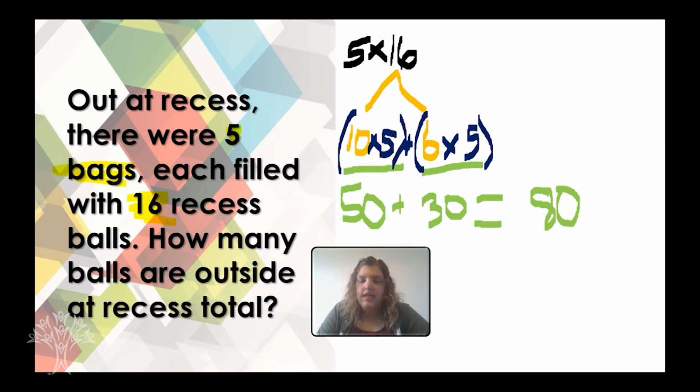What am I missing on the end of that answer? Exactly, I am missing that label. So I need to tell my reader that I know that I'm not talking about the bags of balls, but I'm talking about the balls themselves. Altogether, there are 80 different types of recess balls. So that could be soccer balls, wall balls, footballs, any of those sort of things outside at recess.